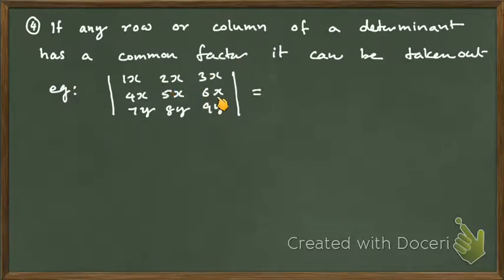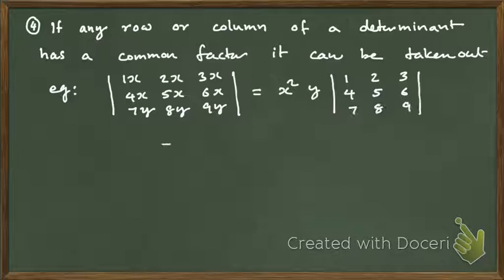So what I get out of this determinant is an x from the first row, an x from the second row, and a y from the third row. That brings x squared y out as a common factor. If x is gone out from the first row, what is left there is 1, 2, 3. If x is gone from the second row, it will be 4, 5, 6. And if y is gone out of the third row, it's going to be 7, 8, 9. But then I also realized that the third column has a common factor as well, 3. So a 3 also comes out, so it's going to be 3x squared y.